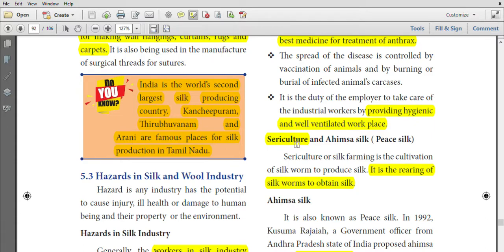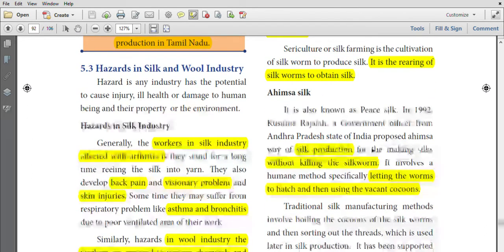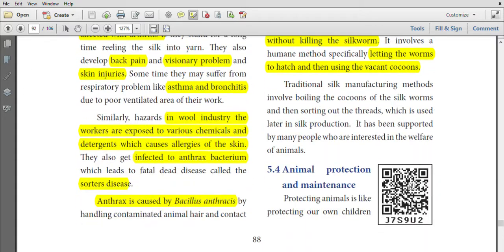Sericulture. The rearing of silkworms to obtain silk is called sericulture. Silk production without killing the silkworm is called ahimsa silk. Letting the moth hatch and then using the vacant cocoon is called ahimsa silk.